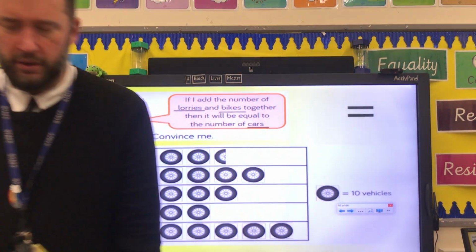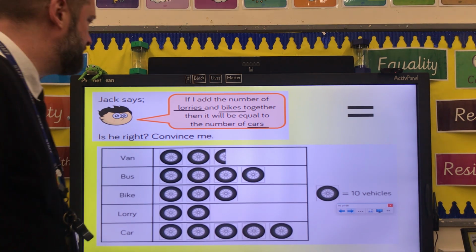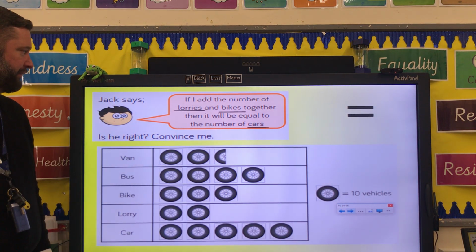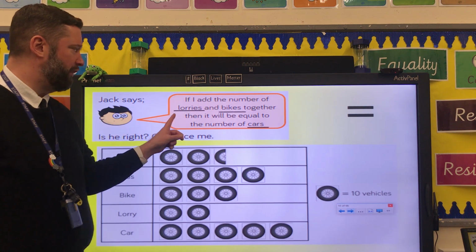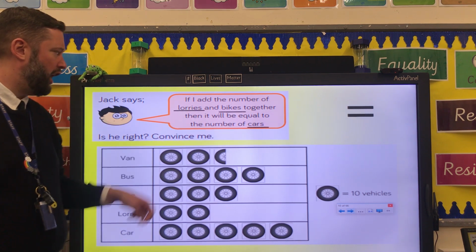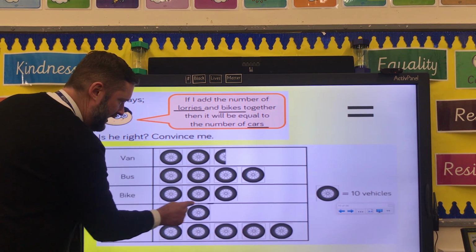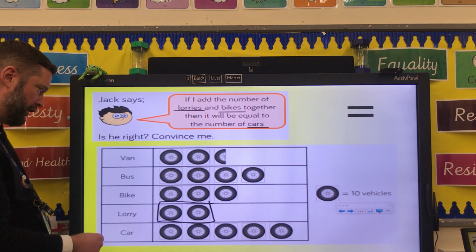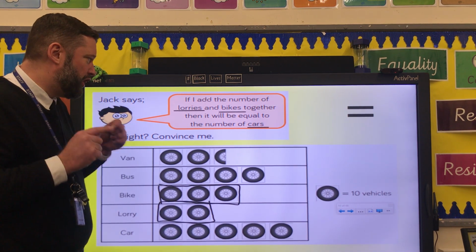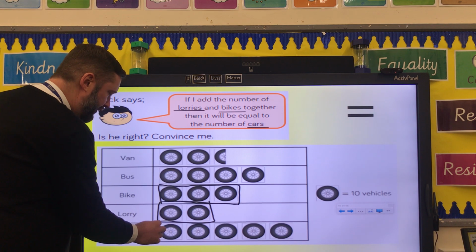Okay, so are you ready to get your reasoning and thinking caps on? The same pictogram, okay? Jack says, if I add the number of lorries and bikes together, then it will equal the number of cars. So, what's he saying? The number of lorries is here, and the number of bikes. Okay? That's got to be the same or equal to the number of cars.